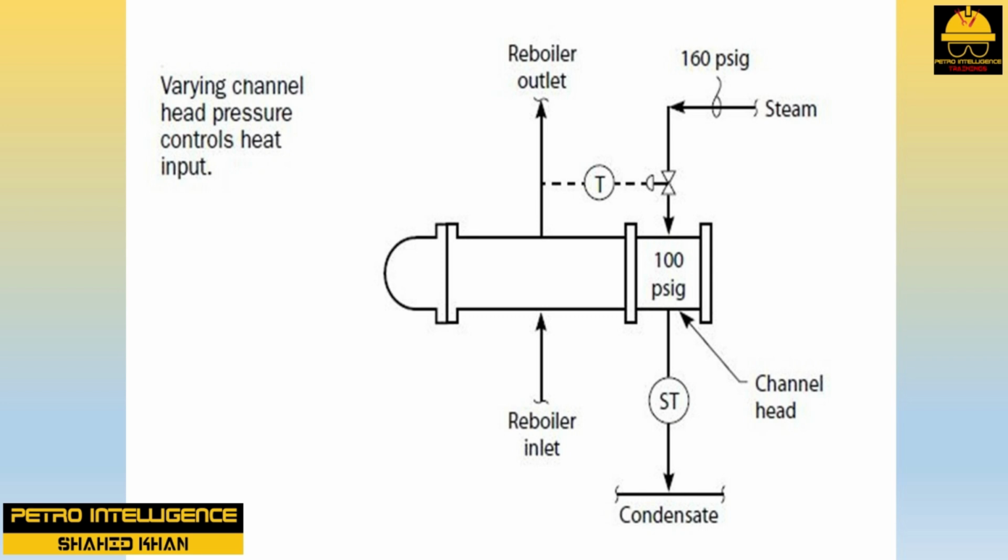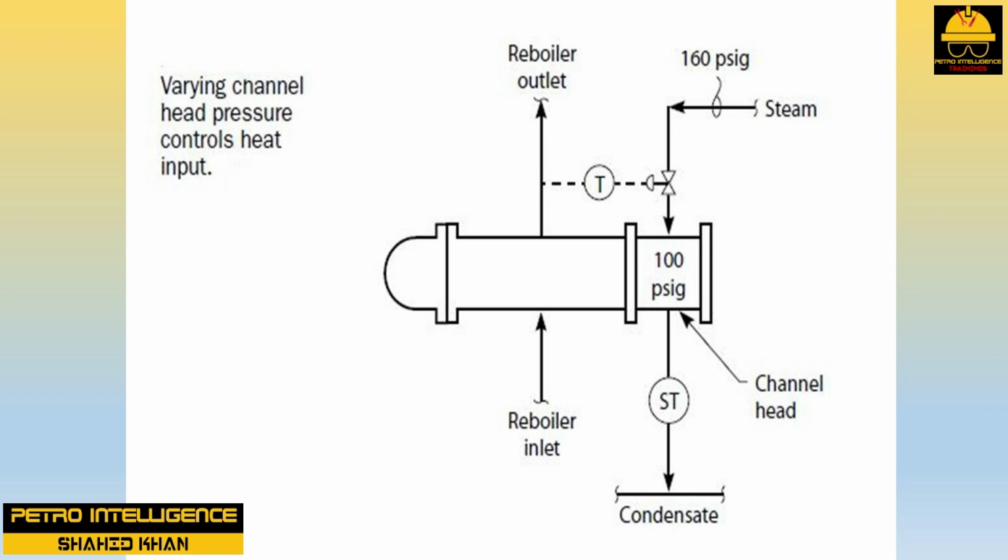To consider a third case, we wish to maintain the original 240 degrees Fahrenheit shell side temperature, but to increase the steam flow from 10,000 to 15,000 pound per hour. This will force the steam inlet control valve to open. As the control valve opens, the pressure in the channel head rises from 100 psig to the full steam header pressure of 160 psig. At this pressure, steam condenses at 360 degrees Fahrenheit.